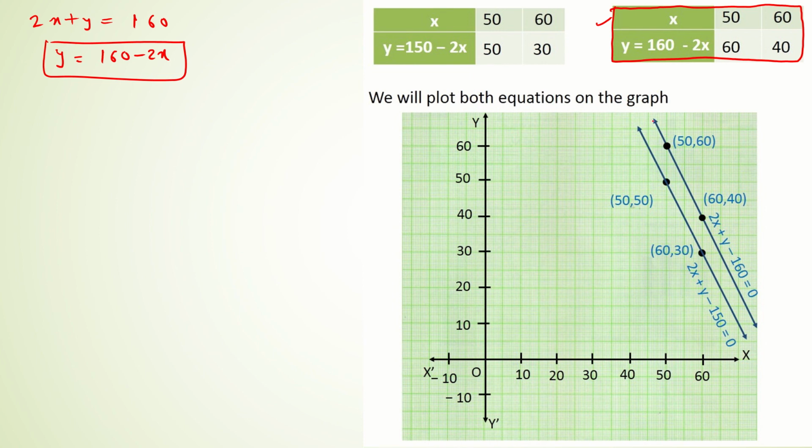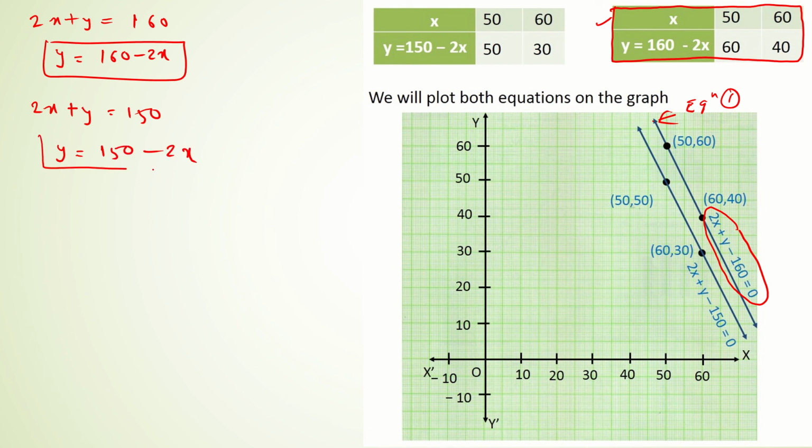And this is equation number first, that is 2x plus y minus 160 equals 0. And we have 2x plus y equals 150, where y is 150 minus 2x. So this is the second equation, and this is the table for different values of x and y. So this line represents the second equation.